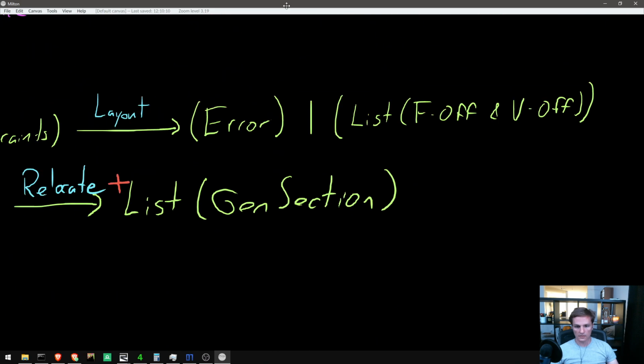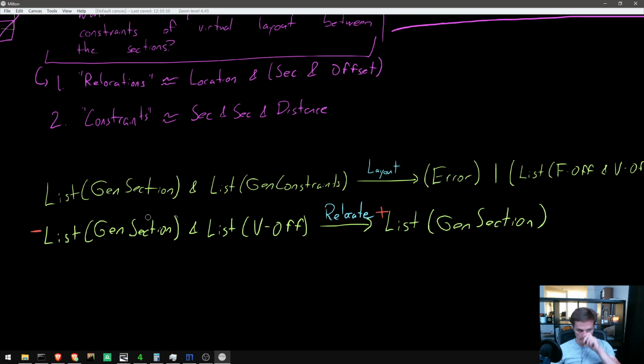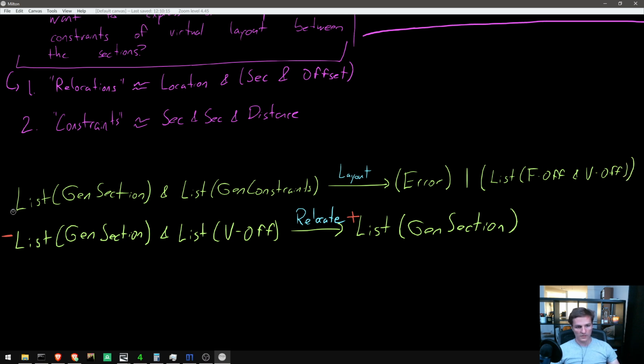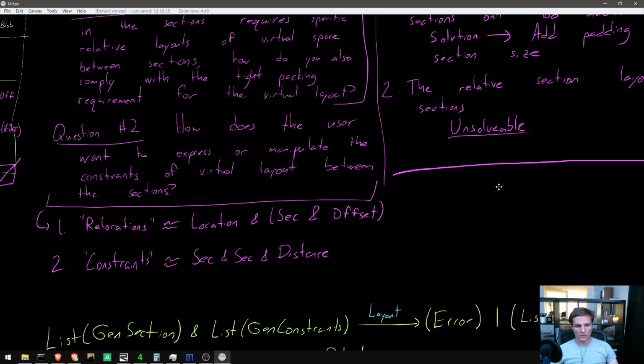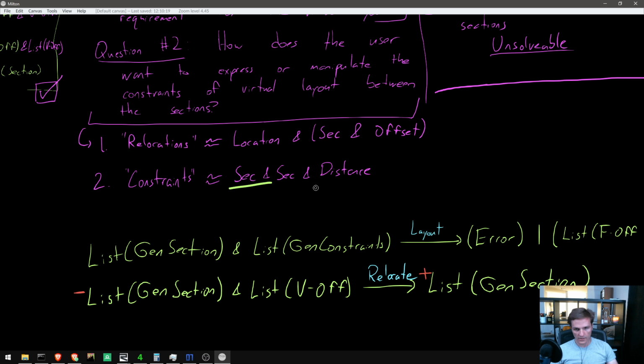So the exact part that is the layout part is, given these constraints, what would a constraint look like? I think we wrote down that a constraint is a pair of sections and a distance between them. So we would have to gather up any sections that are connected by a certain distance constraint.